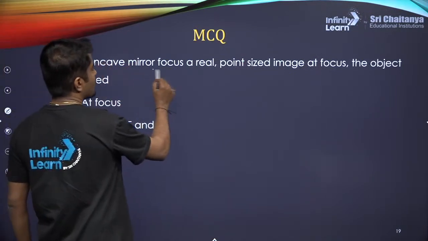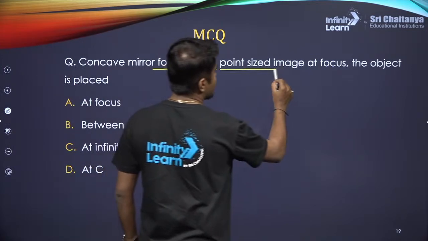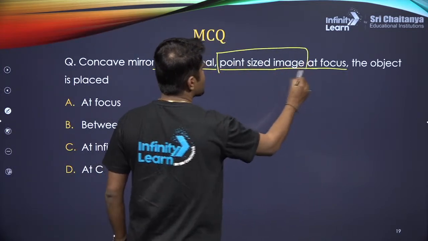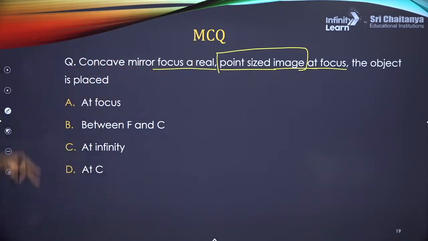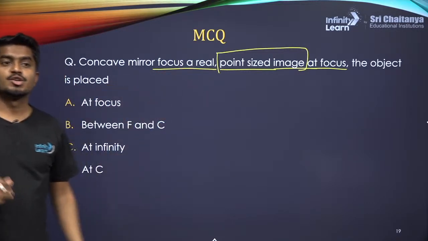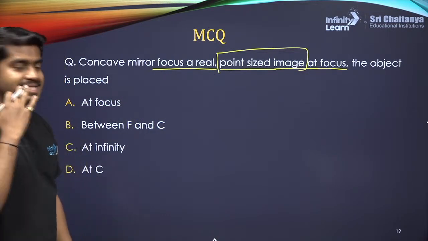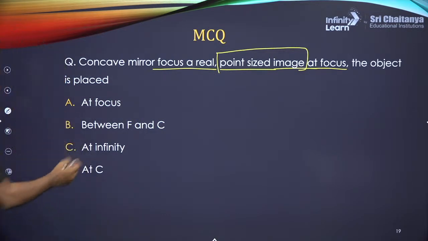forms a real point size image at the focus. So this is a point size image. Where should you place the object to get a point size image? Check. We want a point size image at the focus. So there is only one point where you can keep the object, and is that at focus?